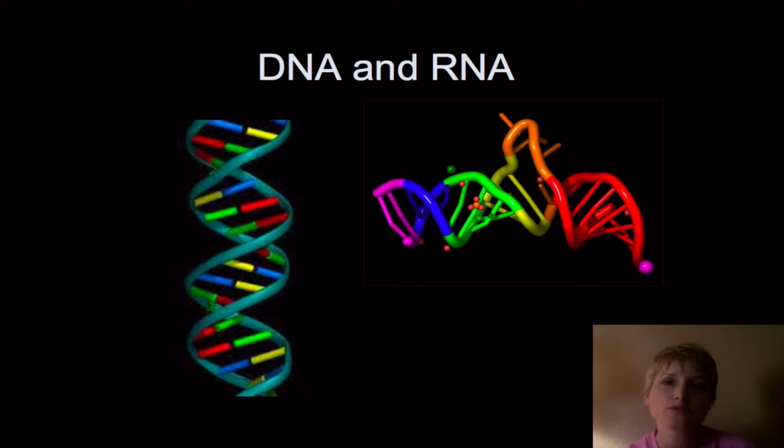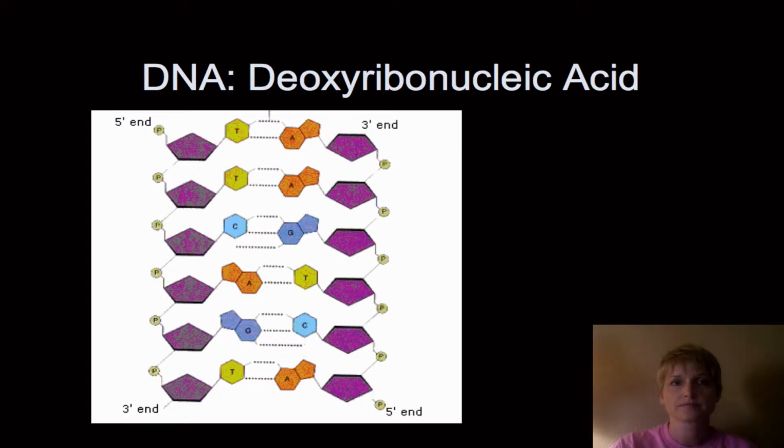And now we're going to move past Mendel's theories and his experiments, and we're going to talk about DNA and RNA and actually how they are made up and what exactly their function is and how they do that function in the cells. So DNA is deoxyribonucleic acid, and so it's a nucleic acid.